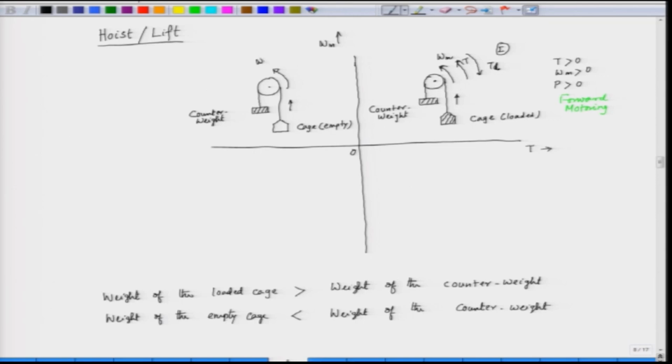So, this is omega m, but the load torque is in this direction, and the motor torque will oppose the load torque. This is our motor torque T. In this case omega m is still positive, we are lifting the cage, but the cage is now empty, so the torque has reversed and hence the power is negative, power has reversed. This we call forward braking.